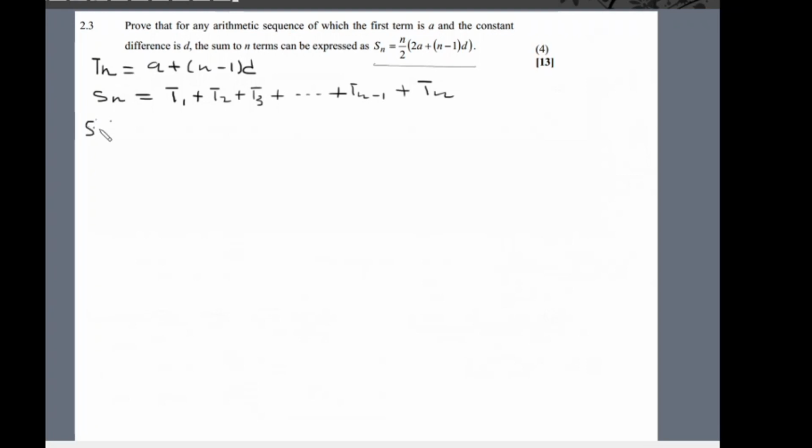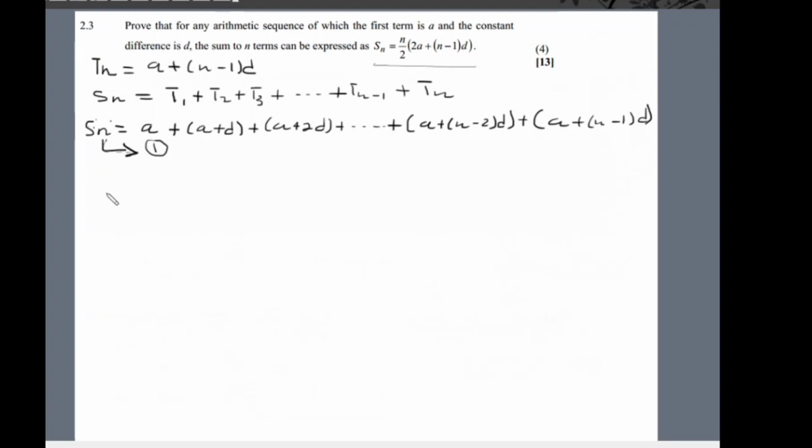So from the formula of the general term, Sn equals a plus (a plus d) plus (a plus 2d) up until you get to (a plus (n minus 2)d) plus (a plus (n minus 1)d), since this is just the formula of the general term, right? And we will call this our equation 1.